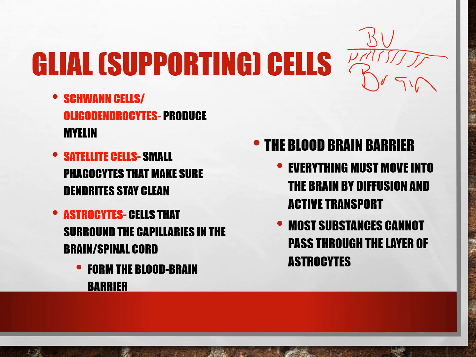These are cells that help make sure that nothing toxic gets into our brain tissue. So everything must move through the brain by diffusion and active transport, and most substances cannot pass through the layer of astrocytes through diffusion. So it gives the astrocytes the job to figure out, is this substance something that's okay to touch our brain tissue?